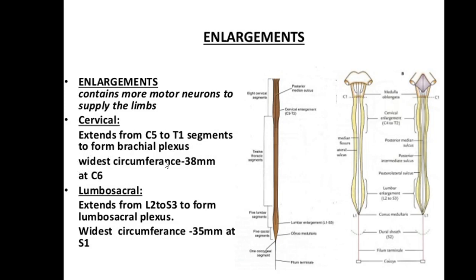Its widest circumference is 38 millimeters at the C6 level. The second enlargement is at the lumbosacral level, that is at the level of the lumbar plexus. It extends from L2 to S3 level to form the lumbosacral plexus. Its widest circumference is 35 millimeters at the S1 level.